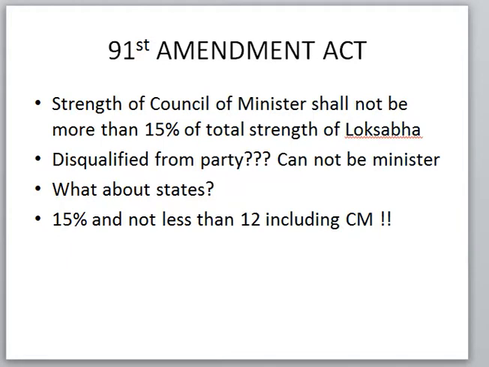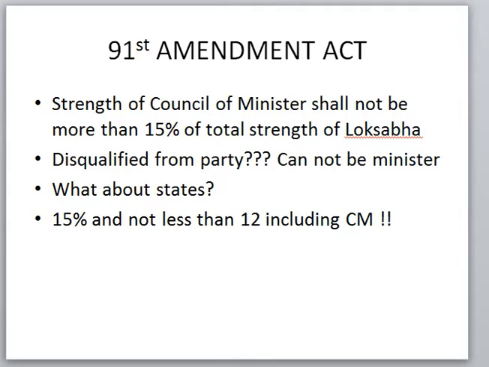Remember that. If there are 100 members in the Lok Sabha, then the maximum number of ministers in the central government should not exceed 15. This means you cannot appoint more than 15% ministers. Again, if a person gets disqualified from the particular party, then he ceases to be a minister, or he cannot hold an office of profit under the government. So remember that. What about the state then?